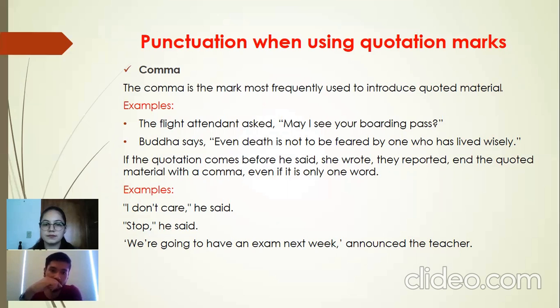So as you can see, we use the comma to introduce the quoted material. So it's fundamental to do it at the moment of writing a paragraph. And if the quotation comes before, he said, she wrote, the girl remarked, the girl commented, then we use a comma and not a period at the end of the quoted sentence.